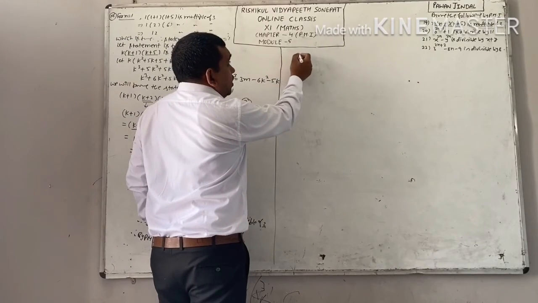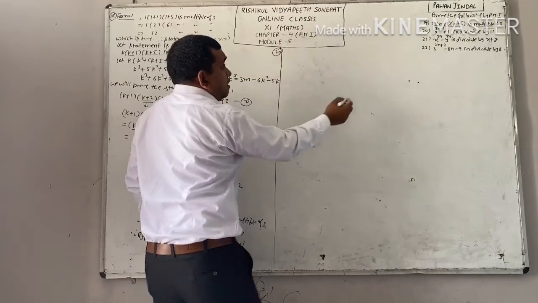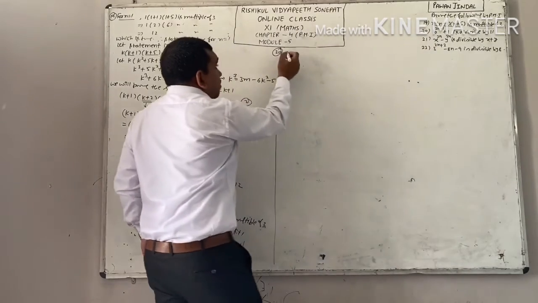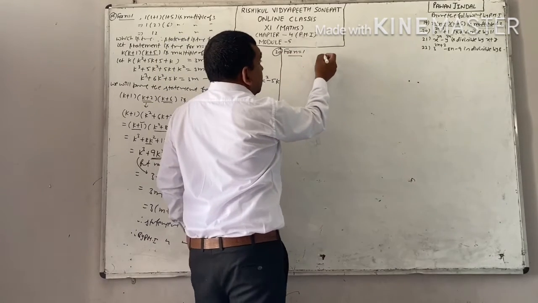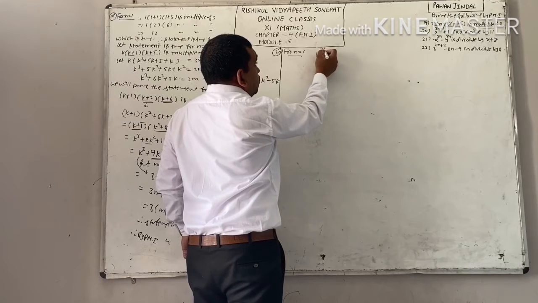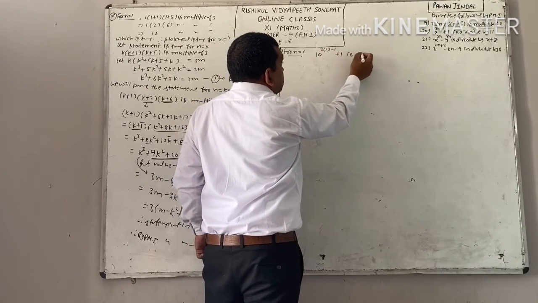10 raised to power 2n minus 1 plus 1 is divisible by 11. First step, for n equal to 1, see what you will get. 10 raised to power 2 into 1 minus 1 plus 1 is divisible by 11.